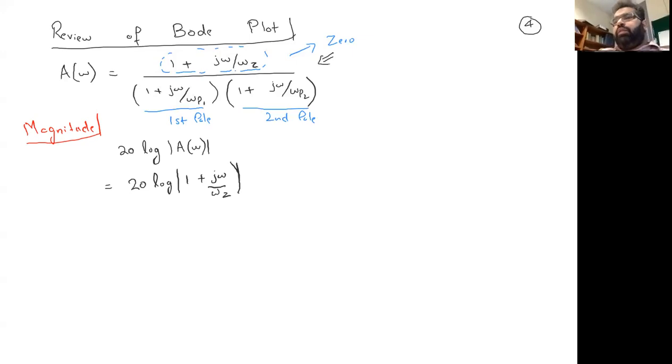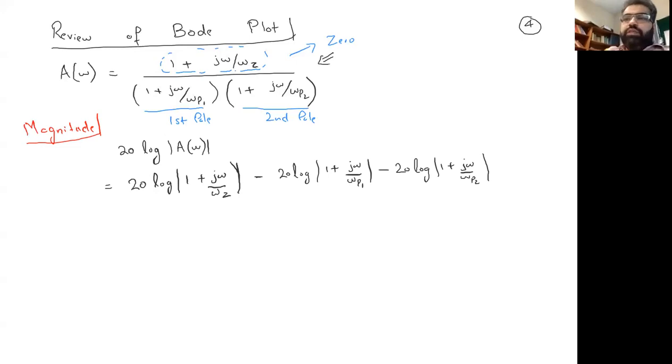Now when we are taking the log, division will become subtraction. So we can directly write minus 20 log of 1 plus j omega by omega p1. And again, minus 20 log of 1 plus j omega by omega p2.